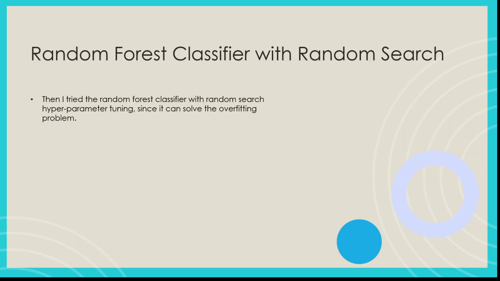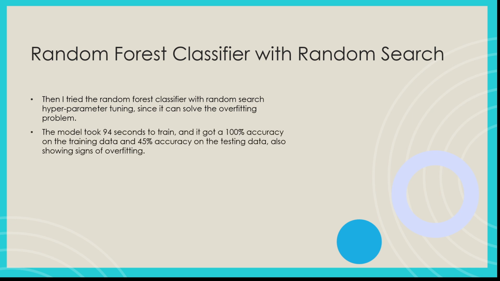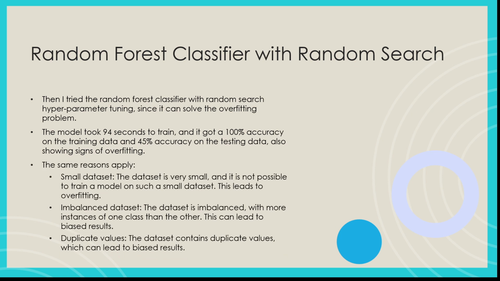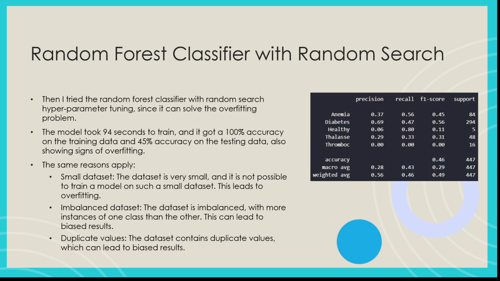Then I tried random forest classifier with random search hyperparameter tuning, since it's known to solve the overfitting problem. The model took 94 seconds to train and it got 100% accuracy on the training data and 45% accuracy on the testing data, also showing signs of overfitting. The same reasons apply: small dataset, imbalanced dataset, and lots of duplicate values. Here are the precision, recall, F1 score, and accuracy for the model.